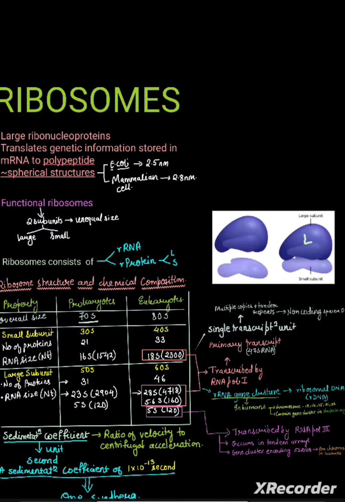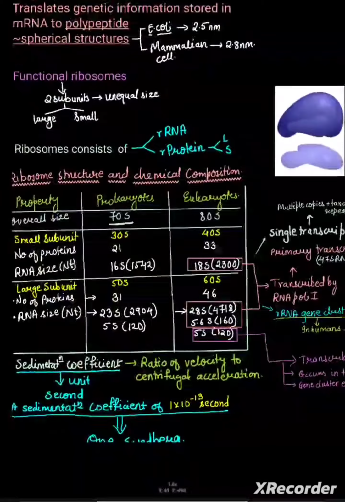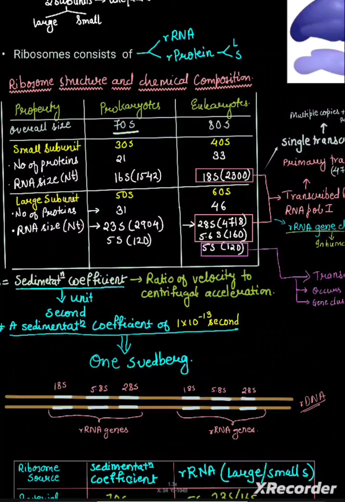as already said. Now the important thing here is this table. The overall size of ribosomes in prokaryotes is 70S, while in eukaryotes it's 80S. And as I said, they are made up of proteins and RNA. Again, it is different: in the smaller subunit you have different proteins, in the larger subunit you have a different number of proteins, and different RNA sizes. Let's first focus on the prokaryotes.